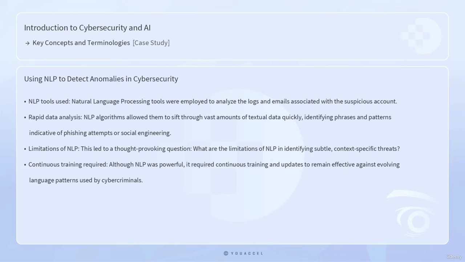While investigating the anomaly, the team also employed natural language processing tools to analyze the logs and emails associated with the suspicious account. NLP algorithms allowed them to sift through vast amounts of textual data quickly, identifying phrases and patterns indicative of phishing attempts or social engineering. This led to a thought-provoking question. What are the limitations of NLP in identifying subtle, context-specific threats? Although NLP was powerful, it required continuous training and updates to remain effective against evolving language patterns used by cybercriminals.